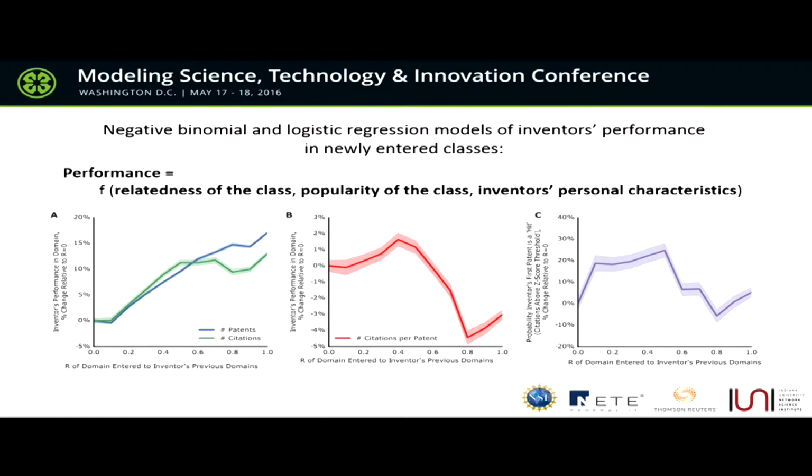We then model performance of these inventors in the classes that they enter, and we use negative binomial and logistic regression models for number of patents, number of citations, citations per patent, and the probability that a patent of the inventor is a hit in these new classes. And the model tells us that it actually makes sense for inventors to enter highly related classes if what they care about is receiving a lot of citations and making a lot of patents. But if what they care about is average quality of these patents, so citations per patent, or the probability of being a hit, then they should actually enter mildly unrelated domains because there is a sort of inverted U with some bump up at the end.